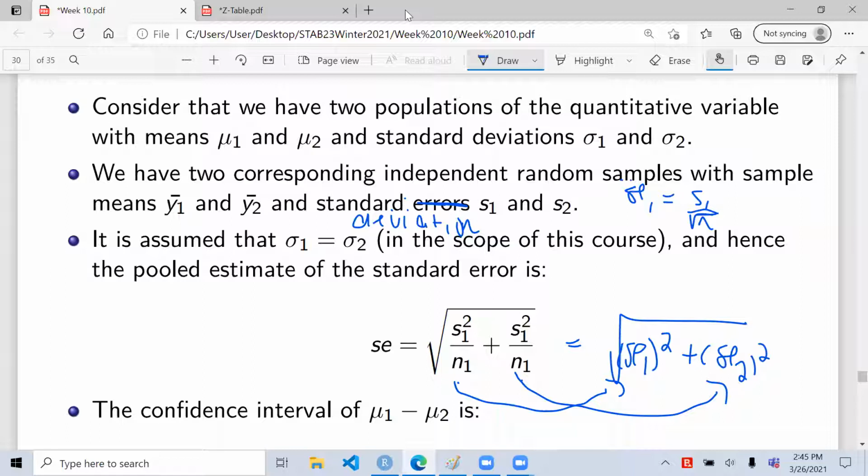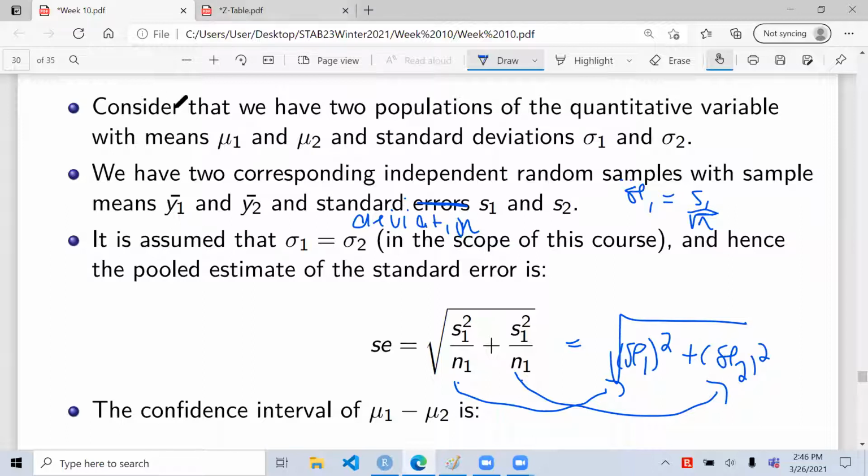So the problem is that we don't have sigma 1 and sigma 2, basically. This is a bit of an issue, right? So we cannot use a Z table here. We have to use the T table because we're using S1 and S2.